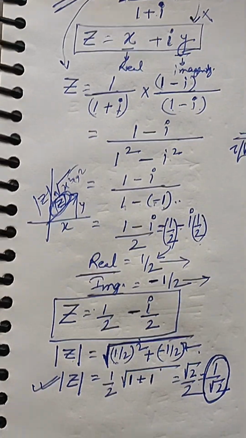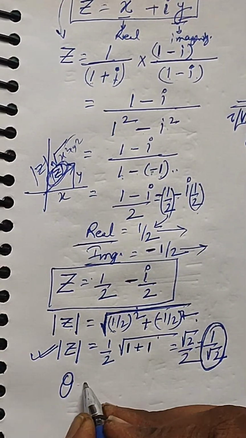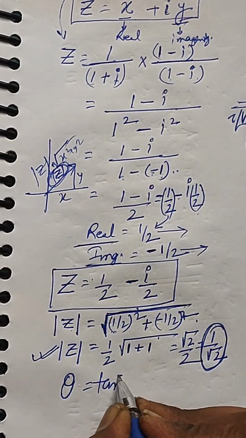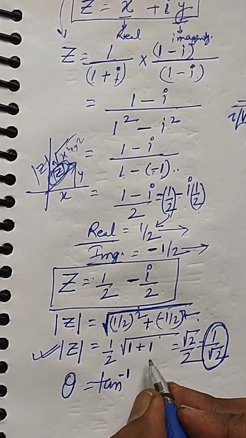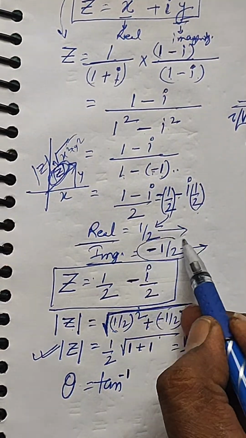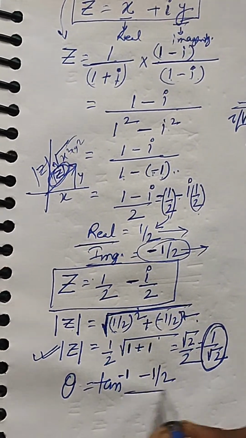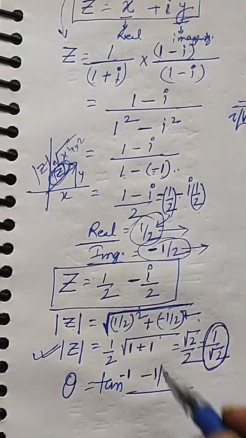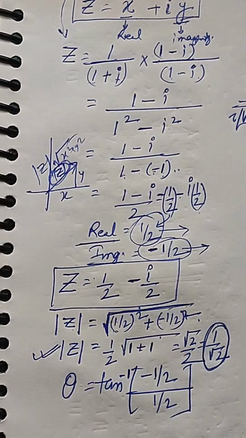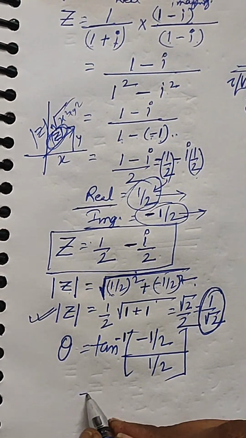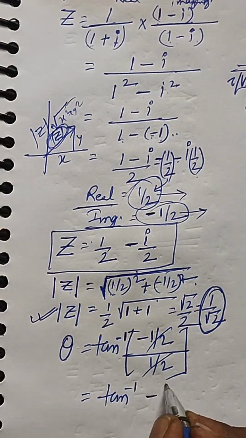Now what is the value of theta? The argument theta is nothing but tan inverse of imaginary part by real part. What is the imaginary part? The imaginary part was minus 1 by 2. Just write minus 1 by 2 over here, and the real part is nothing but 1 by 2. So write it over here. This will be cancelled out, that means tan inverse of minus 1.